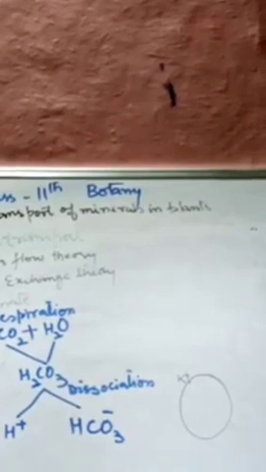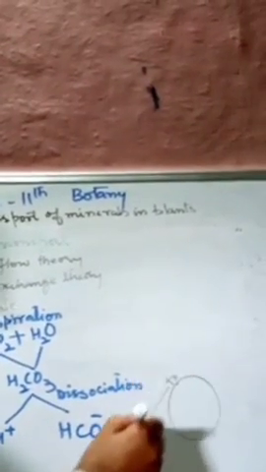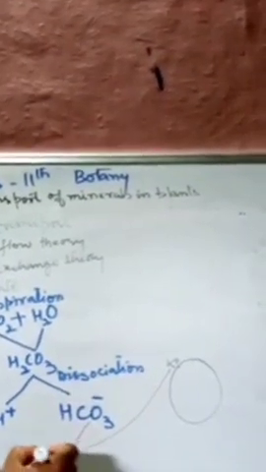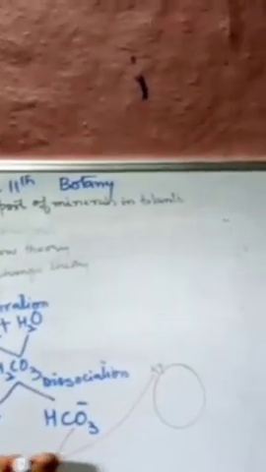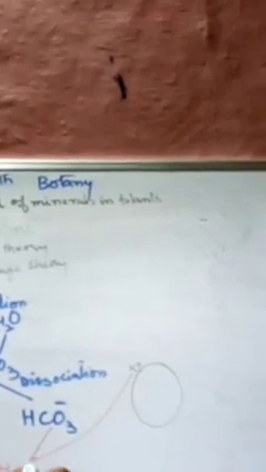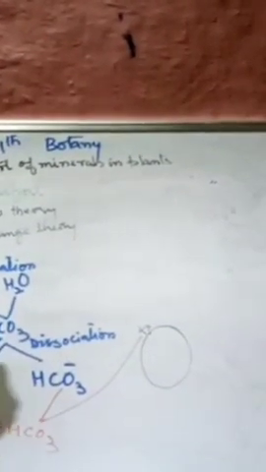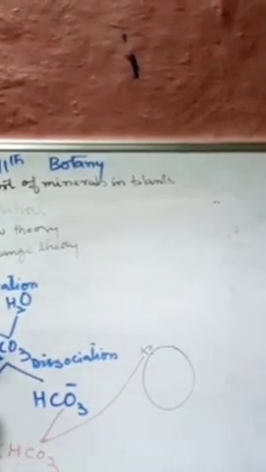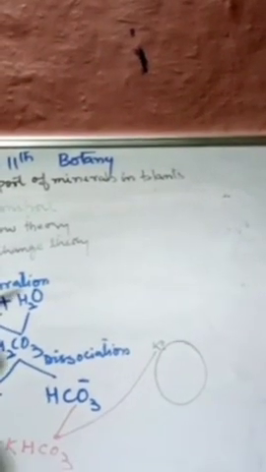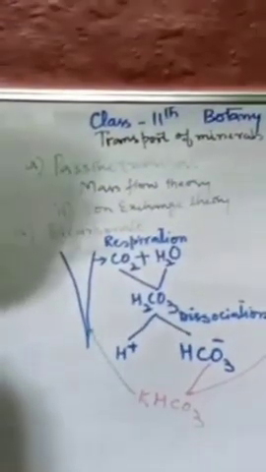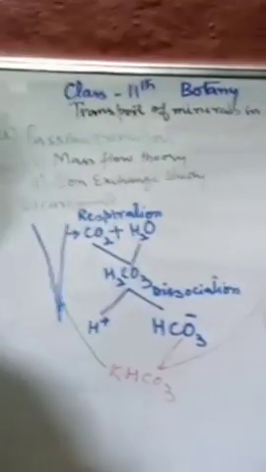This potassium ion combines with this bicarbonate ion and it forms potassium bicarbonate. And this potassium bicarbonate, जब हम देखते हैं, it then moves inside, influx takes place, it moves inside this root and then it is transported to various parts of the plant. This is the bicarbonate.